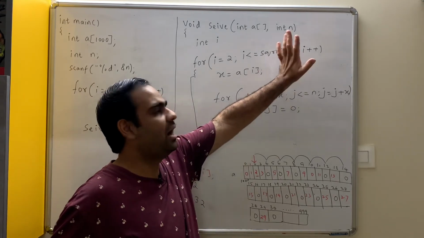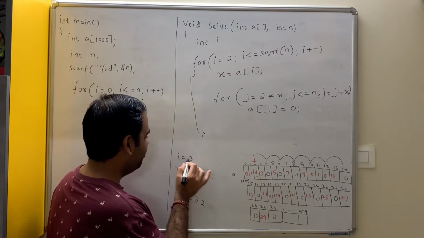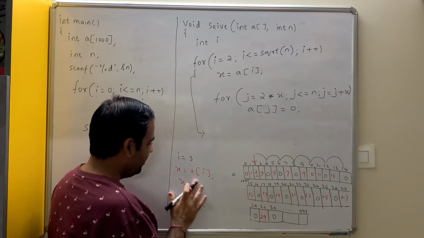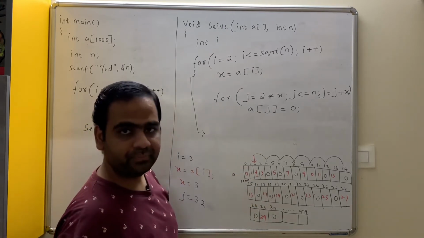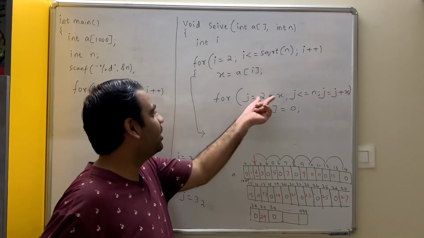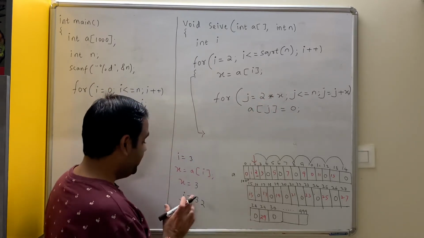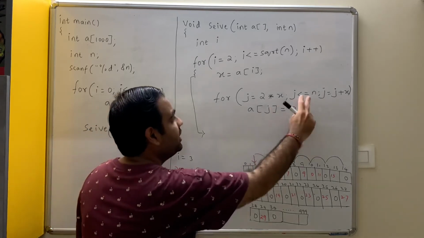Now, after they have become 0, you have to go to the next non-zero entry. Hence, you say i plus plus. Now, the value of i will become 3. X equal to A of i. Now, A of i means A of 3. And what is A of 3? A of 3 is 3. Now, where is the next multiple of 3 found? At index x. Therefore, I say 2 into x. Now, you might have understood why 2 into x. J is 2 into x. Now, what is 2 into 3? 2 into 3 is 6. 6 less than or equal to 30.